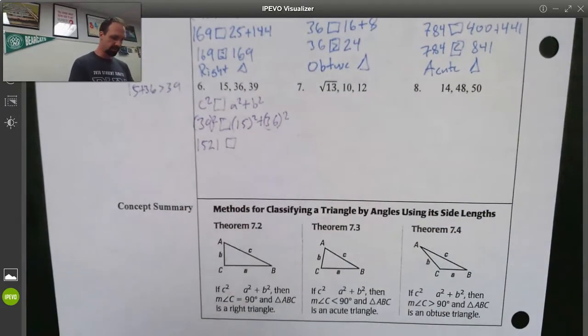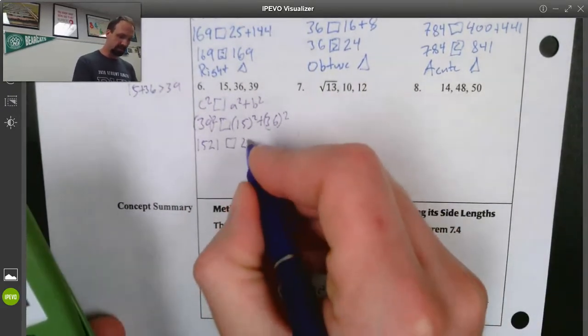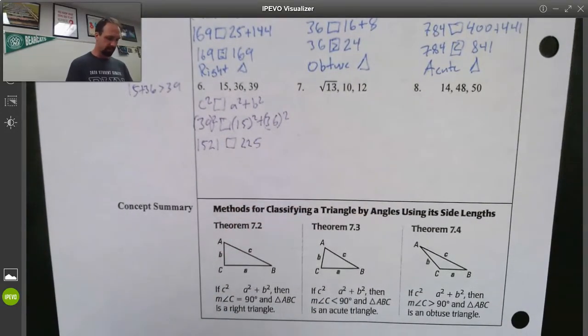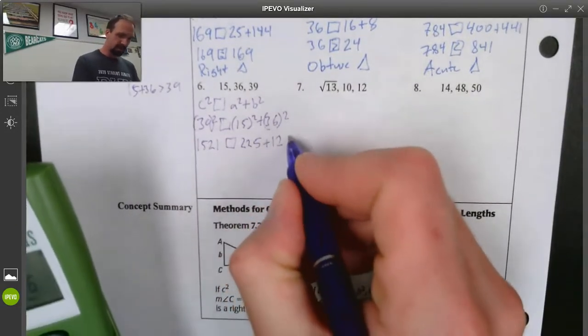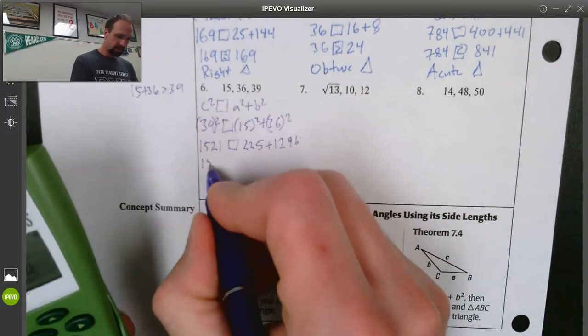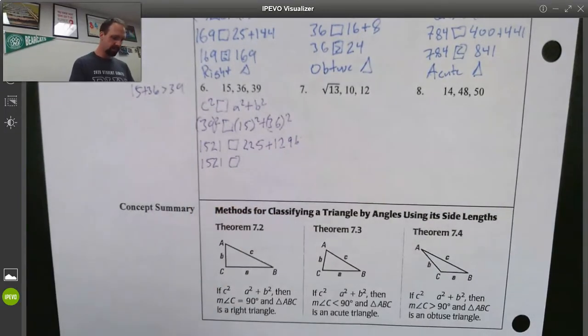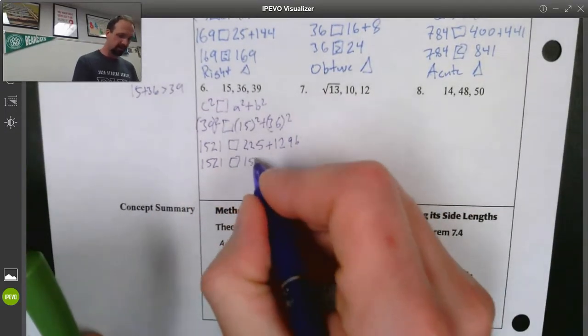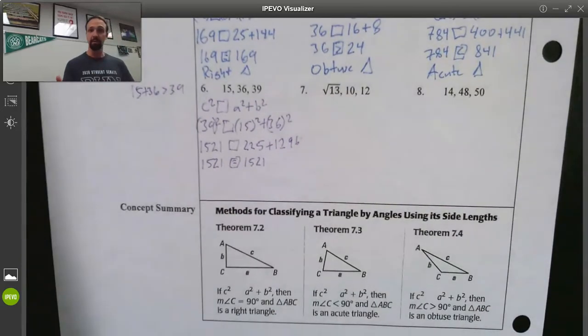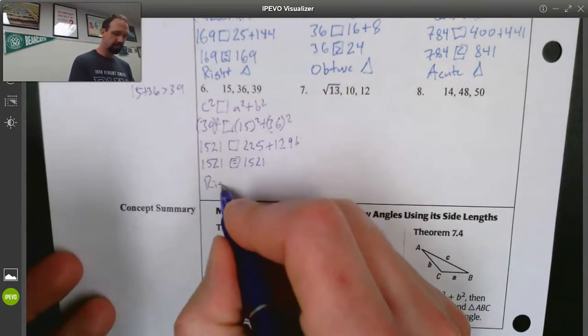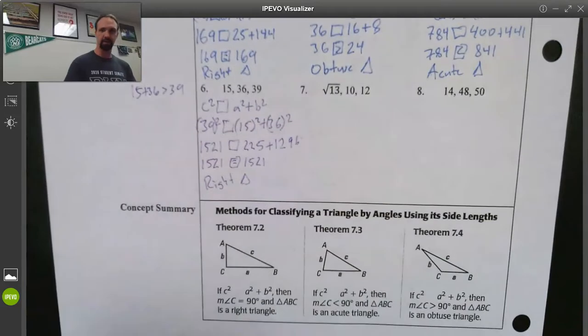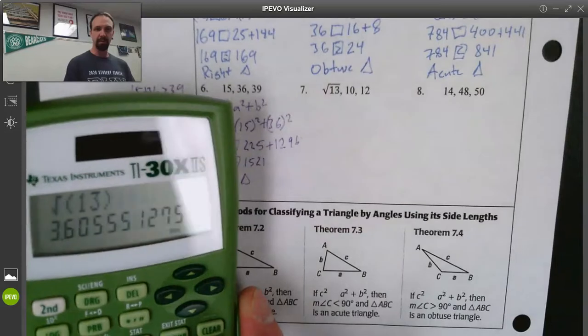1,521. Ooh, big numbers. 15 squared. Oh, I knew this. 225. 36 squared. Big numbers again. 1296. So now if I add these together, plus 225, I get 1,521. Oh, sweet, they're equal to. So because they're equal to, I know that it's a right triangle. Perfect. Square root of 13, again, square root of 13 is about 3.6.